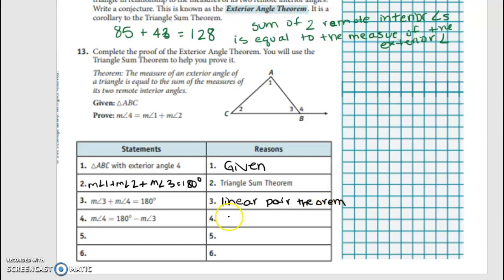Okay? Statement 4 says that the measure of angle 4 equals 180 minus the measure of angle 3. Well, all we did was take this equation up here and subtract the measure of angle 3. So our reason is the subtraction property of equality. That's why we can do that.